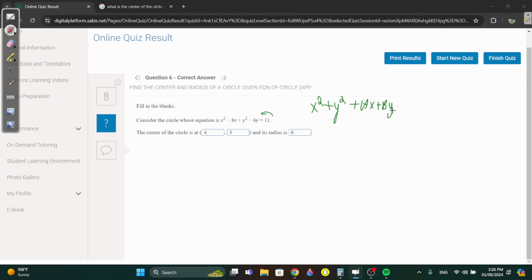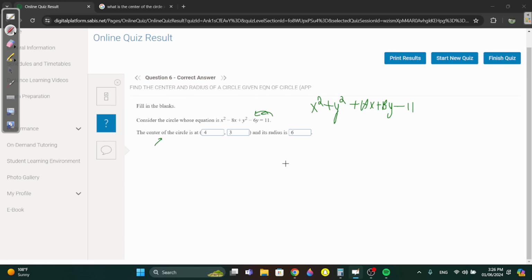It's going to become minus 11, right? So this is my c. Whatever, c is minus 11. Anyway, take it all to one side, because that's the way we're familiar with. That's the one we're familiar with. They want the center of the circle.